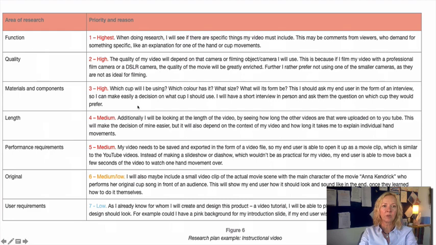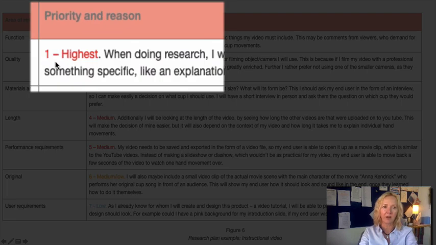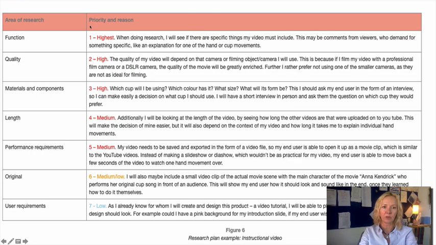I like this one because you can see that they have done the colour coding. This is the highest priority about the function of the product or solution. And then this one's good to have. It's medium, low priority. So that's a nice way to organise your research plan.